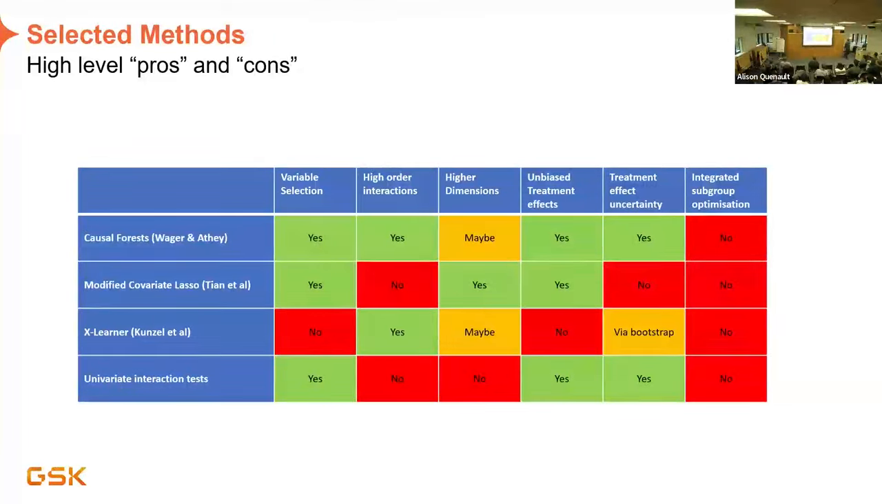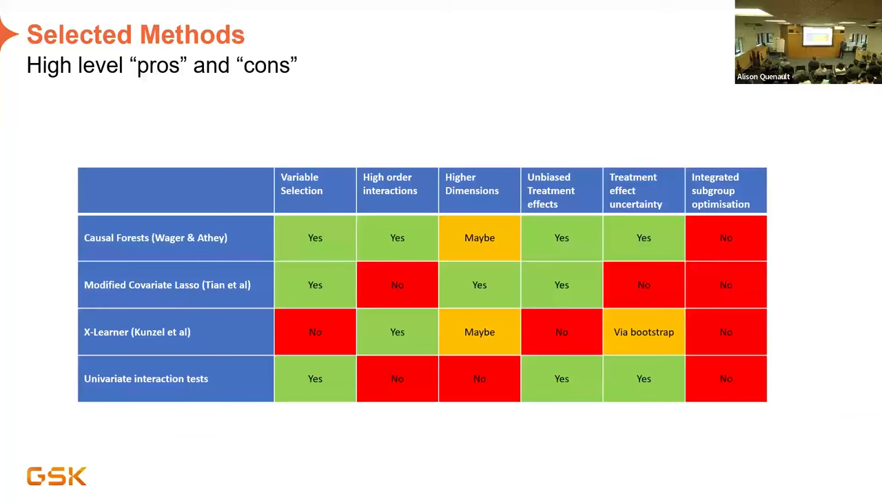So this was just a very simplistic slide I put together, the various pros and cons. This is at the end of the literature review. I've actually changed some of these. Now, the key thing I'd flag there is that causal forest and modified covariate allow you to both predict treatment effects, but also to learn about what features drive those treatment effects, because it has some form of integrated variable selection, whereas this X-learner does not.